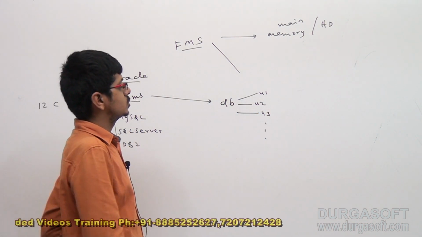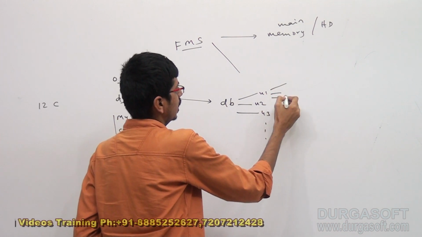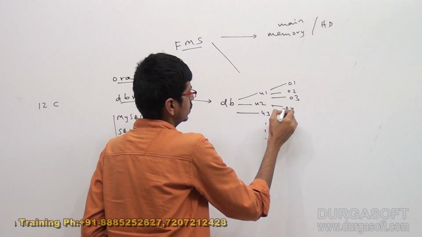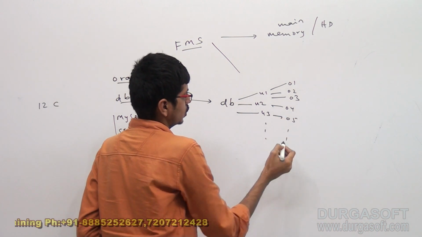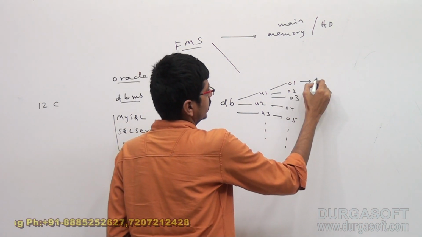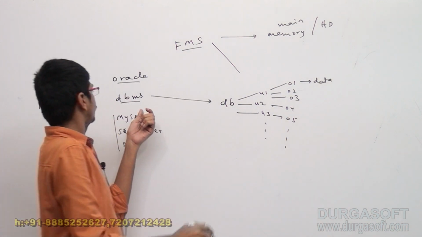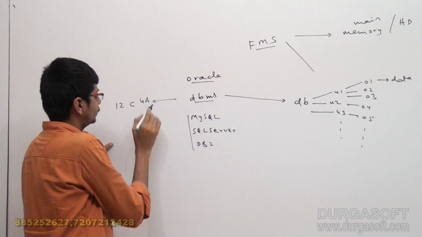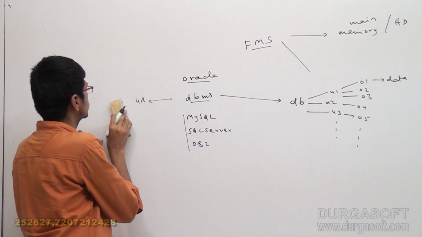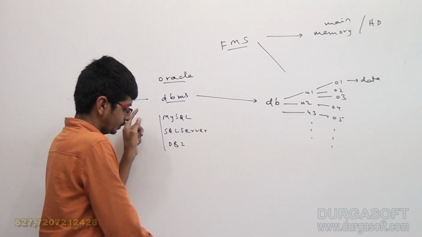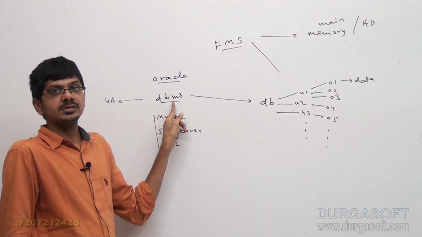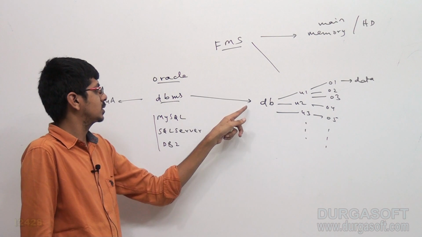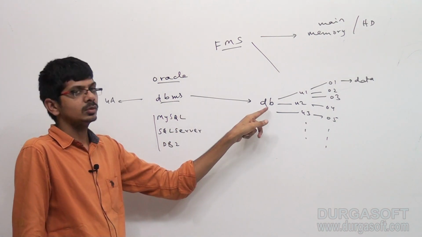Okay, so in these users we will be having so many objects. Let us say object 1, object 3, object 4, and so on. In these objects we will be having data. So there is a user application, which is going to interact with the DBMS, and in turn the interaction is done by the DBMS to the database.